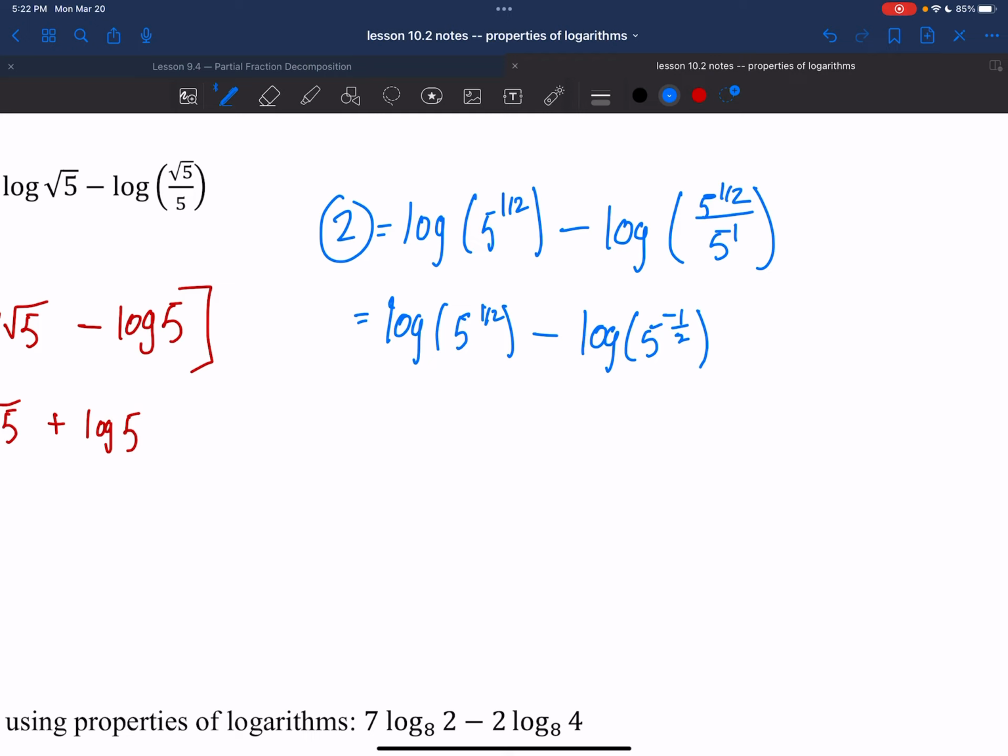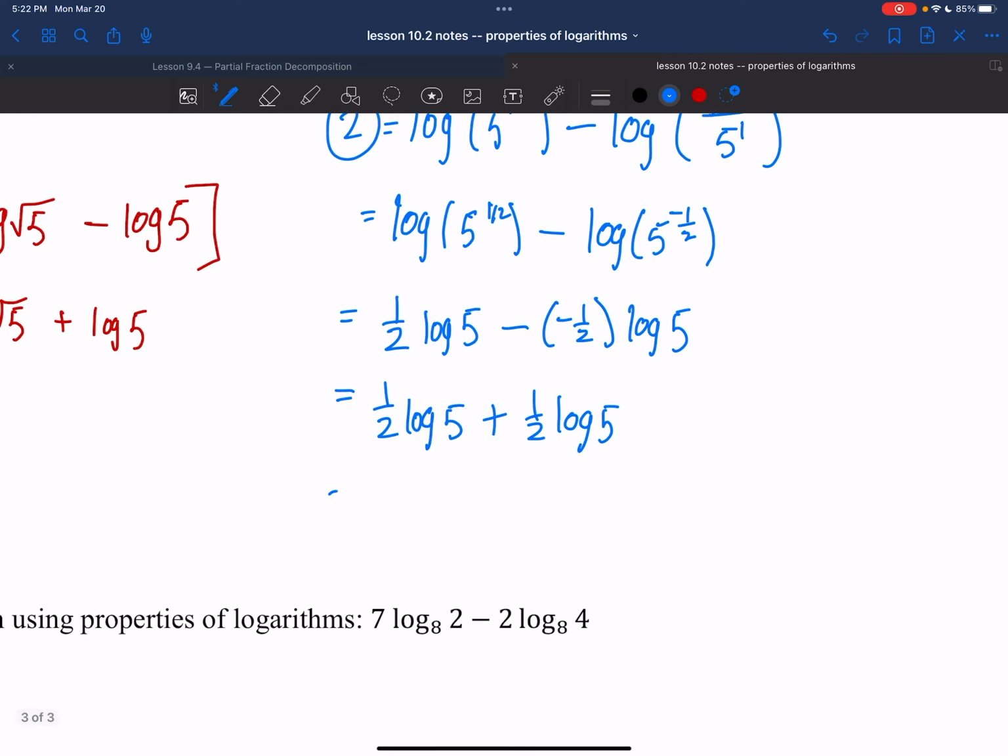Right? Because 1/2 on top and then minus 1, so it's negative 1/2. And then you could just use the power rule to say that this is 1/2 log of 5 minus negative 1/2 log of 5, which is really just 1/2 log 5 plus 1/2 log 5.